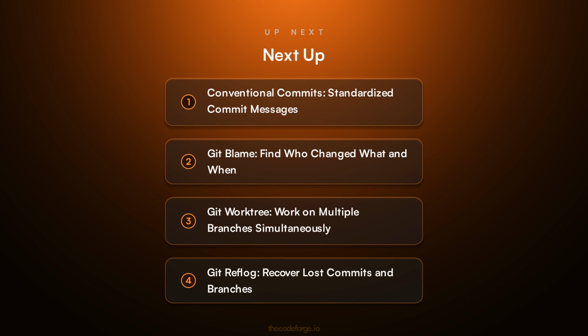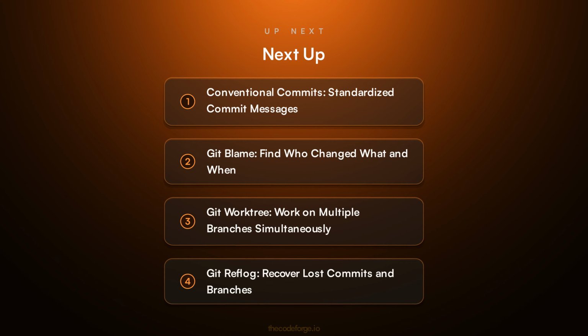Up next, conventional commits. Standardized commit messages, then git blame. Find who changed what and when, then git worktree. Work on multiple branches simultaneously.